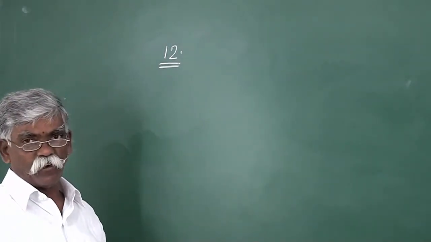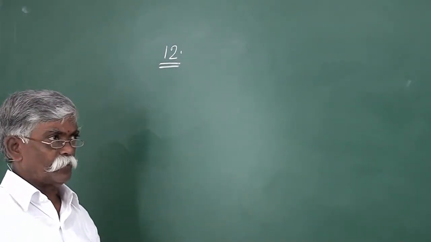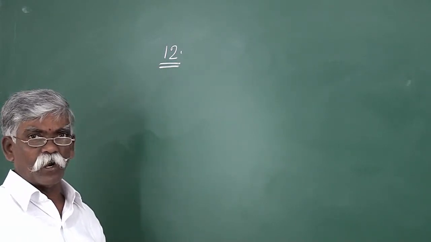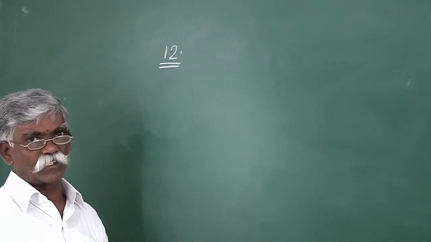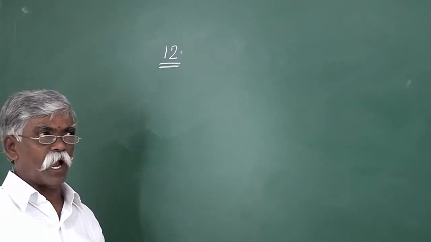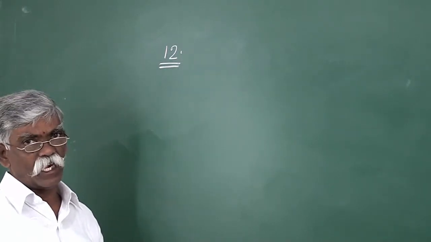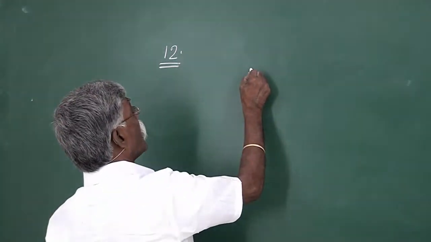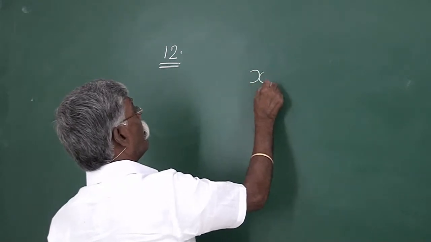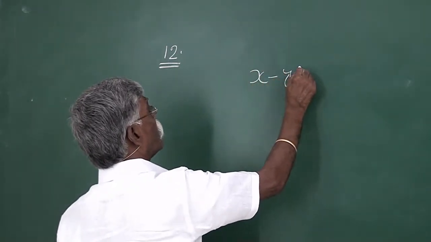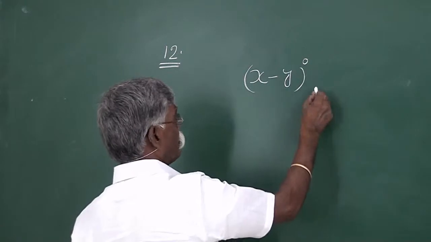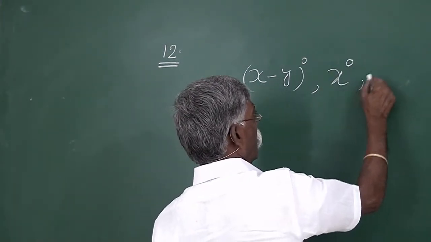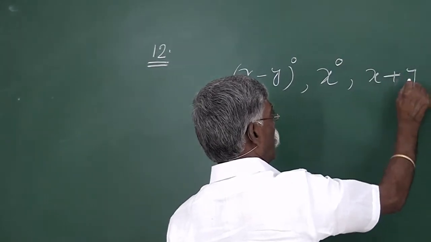So the angles of a triangle are in AP, and the number of grades in the least is to the number of radians in the greatest is 40 is to pi. Find the angles in degrees. Let the angles of the triangle be x minus y degrees, x degrees, x plus y degrees.